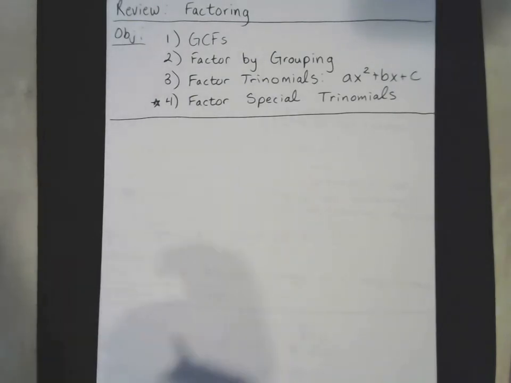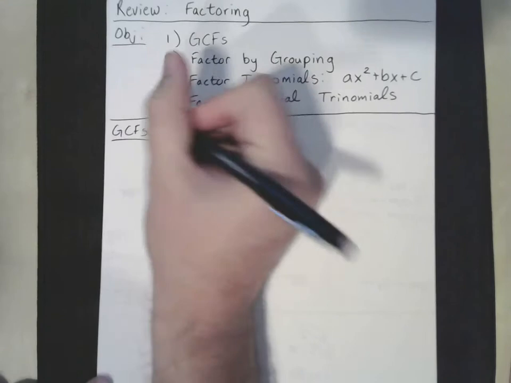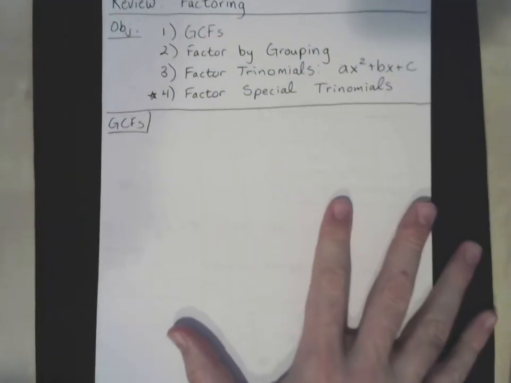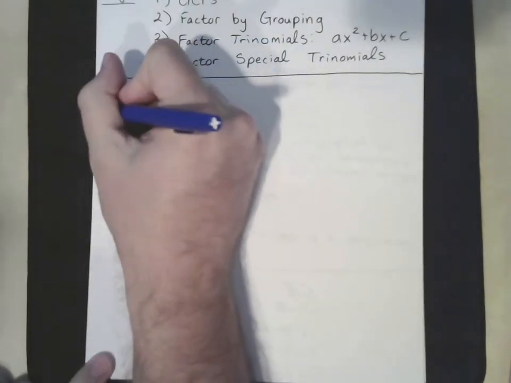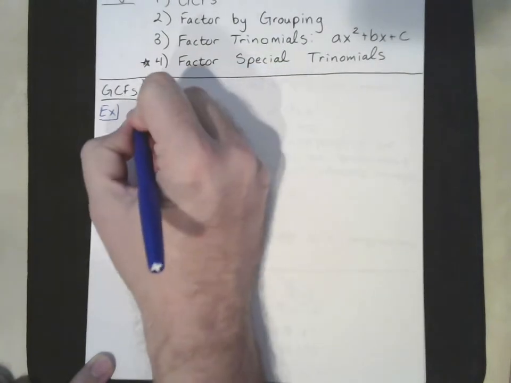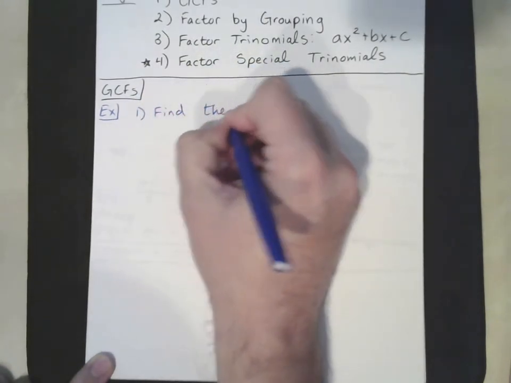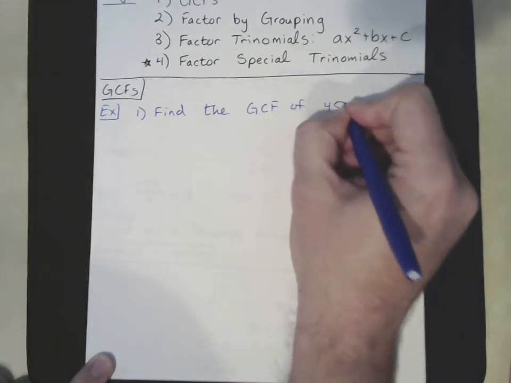So let's talk about GCFs, or greatest common factors. I could write up the definition for you, what a GCF is, but that's pretty boring and I imagine not something anyone wants to see. So instead, let's take a look at a couple quick examples to highlight greatest common factors. Let's say we were asked to find the GCF of 45 and 18.